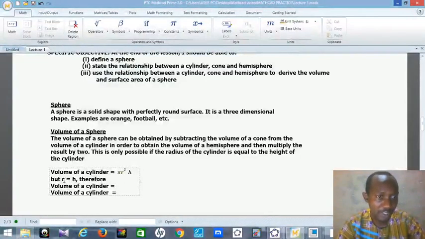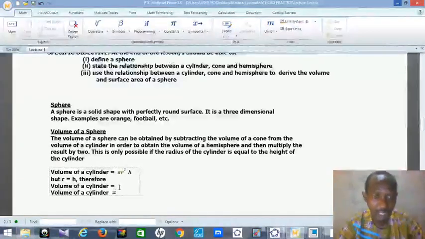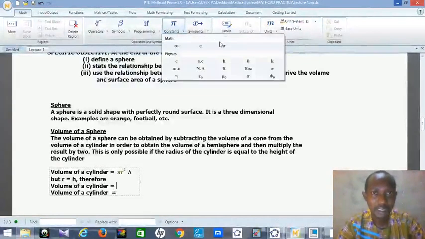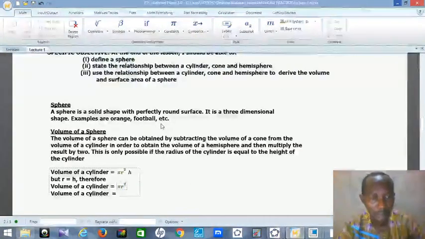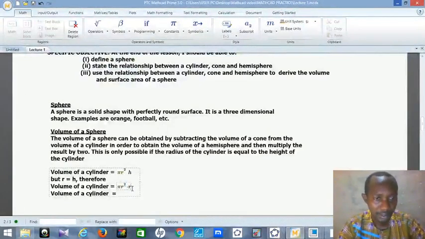So if I replace the h with r in this my first equation here, I'm going to have pi r squared times r, which is this.